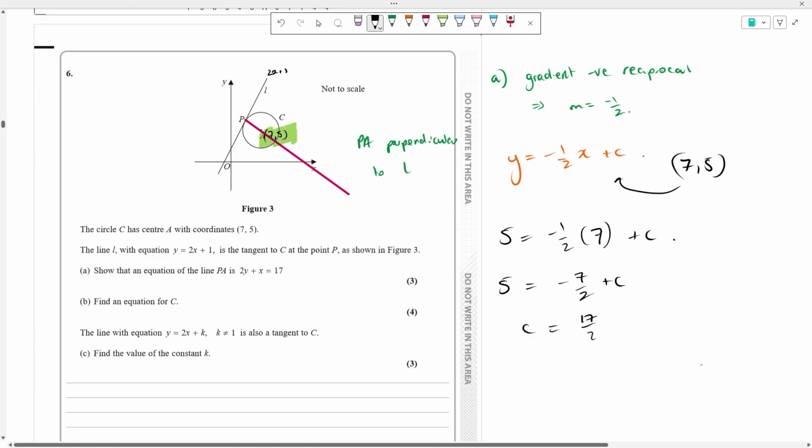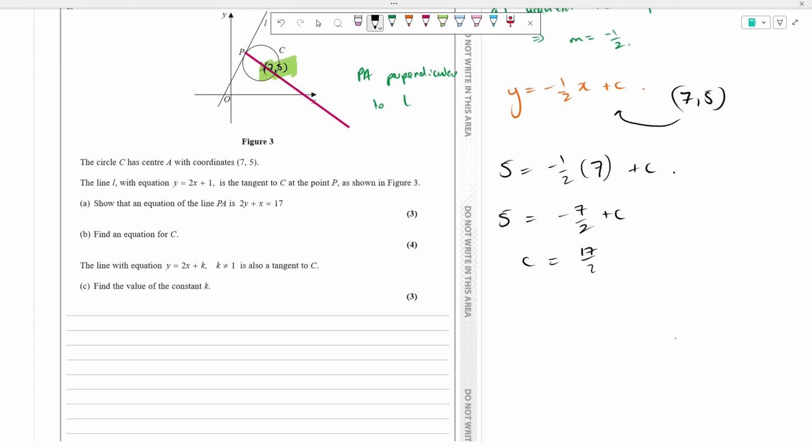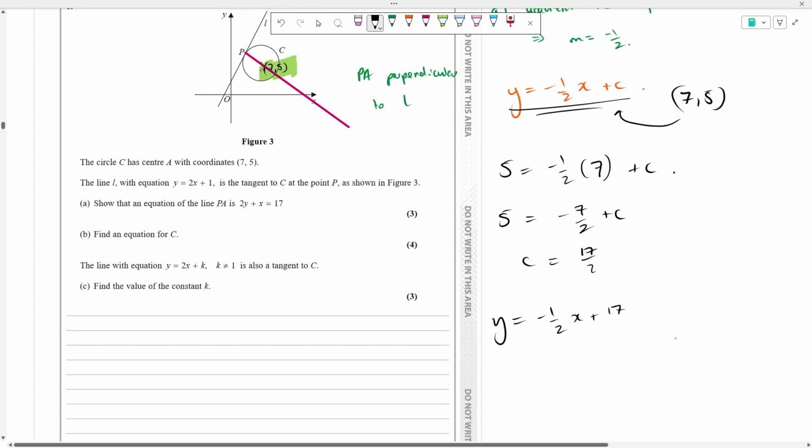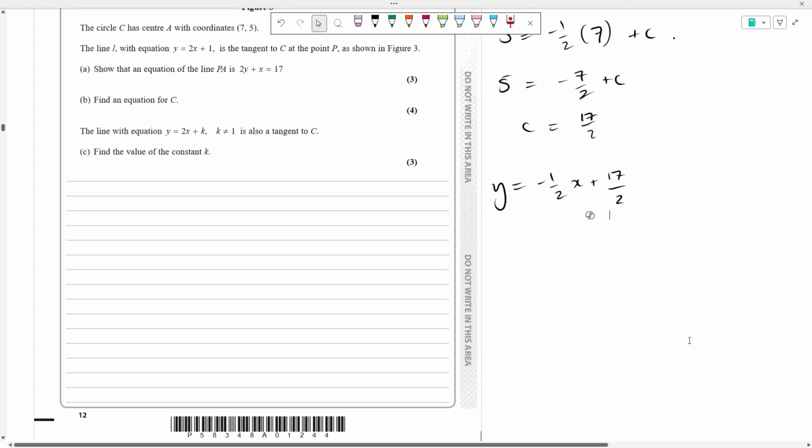Okay, that's starting to look good. So I'm going to rewrite this original equation as y is equal to minus half x plus 17 over 2. Multiply everything by 2, so 2y is equal to minus x plus 17. That means that 2y plus x is equal to 17. Very nice.